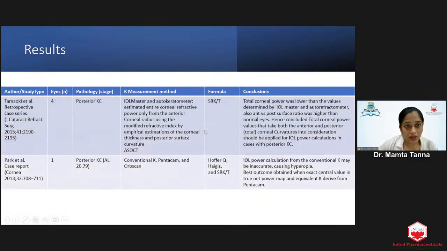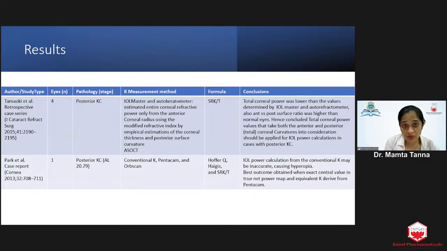These two studies were done for posterior keratoconus cases. First is Tamauke et al. It studied 4 eyes. IOL master and autokeratometer was used for measurement. It estimated entire corneal refractive power only from the anterior corneal radius using modified refractive index by empirical estimation of the corneal thickness and posterior surface curvature.